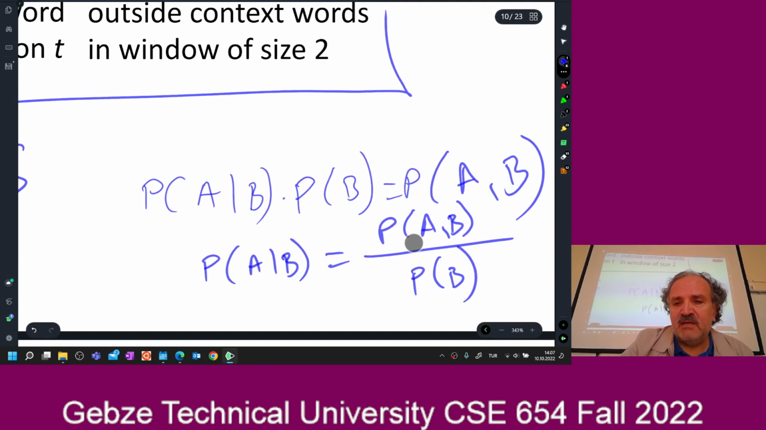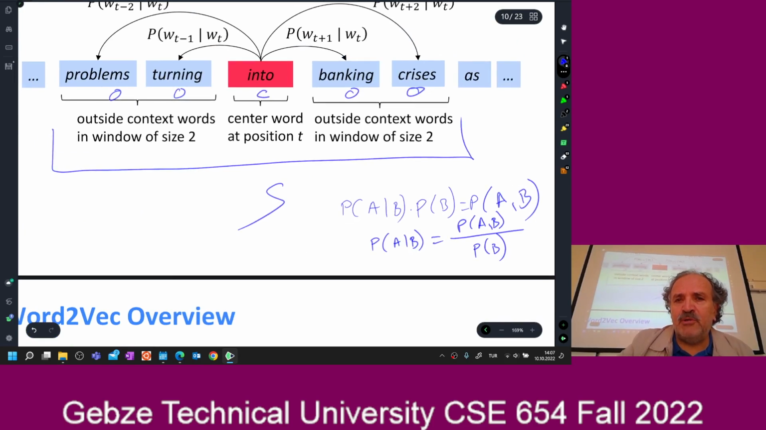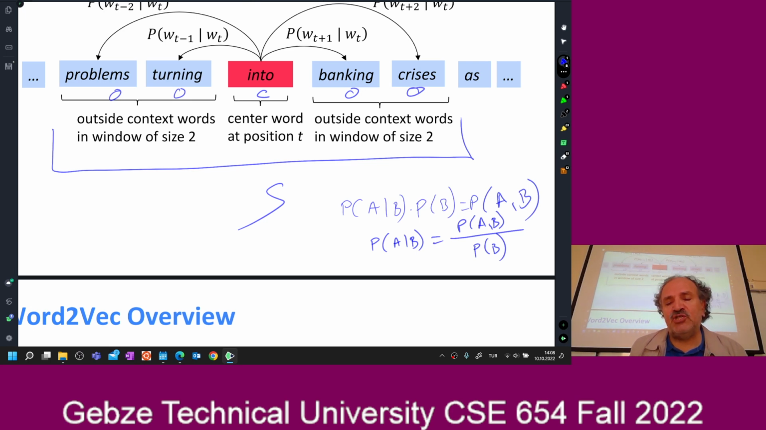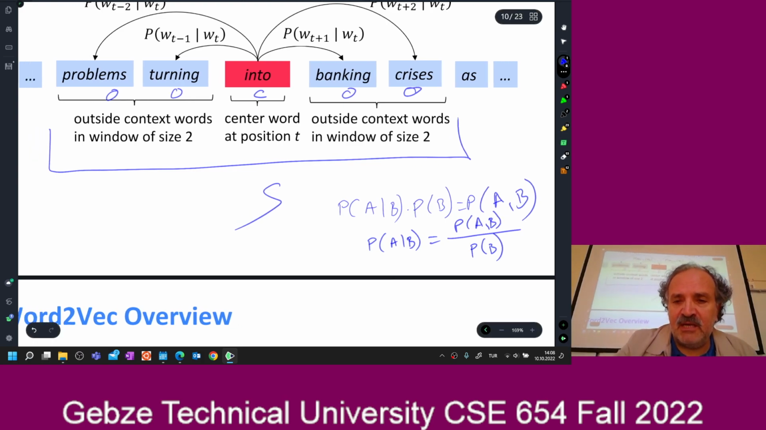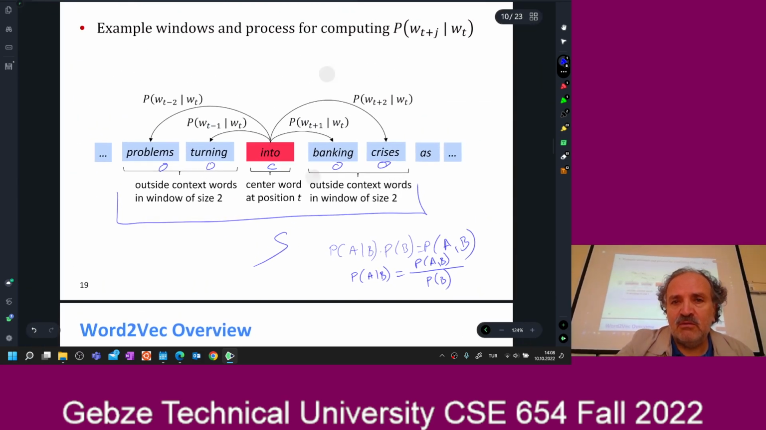How about this one? What is the probability of "into banking"? Out of all the word pairs that are happening in English Wikipedia, how many of them are "into banking"? So the count of "into banking" over the count of all the word pairs. That's going to be a very small number. You divide this by this one and you calculate this one.